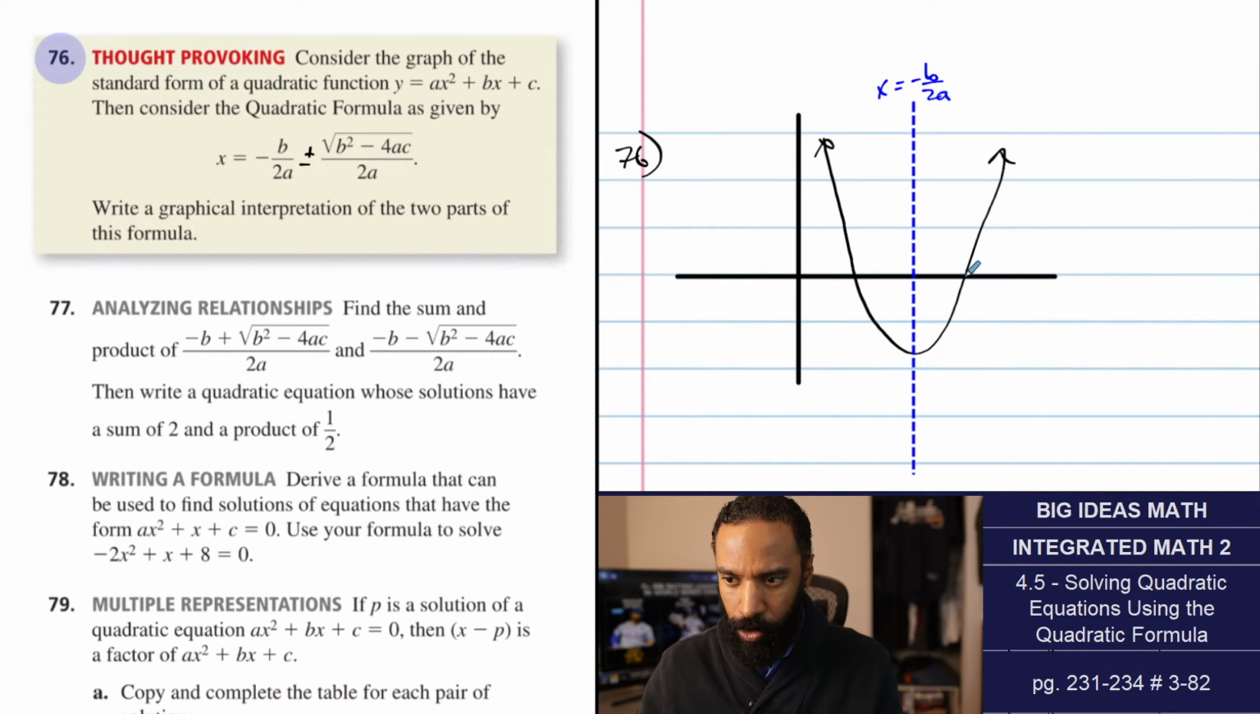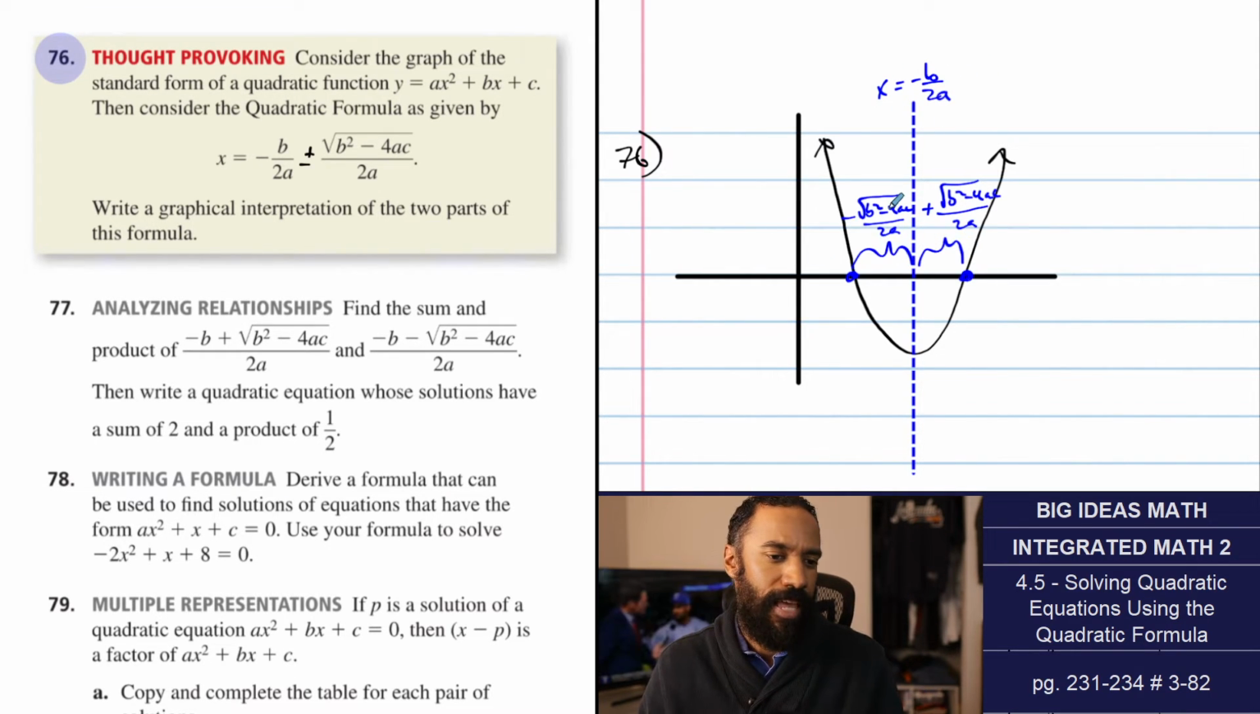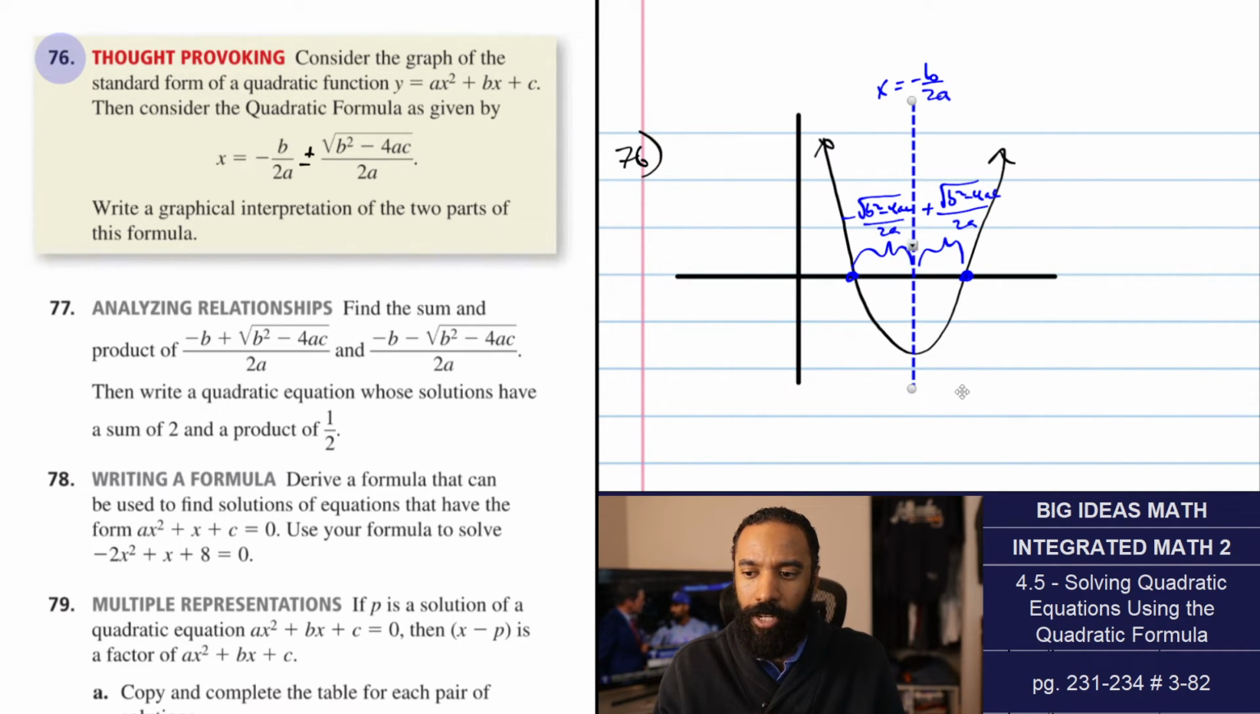Well, these solutions here are where you add the square root of b squared minus 4ac over 2a. And this is where you subtract the square root of b squared minus 4ac over 2a. So you take what negative b over 2a is and you add and subtract it, and that's where you get your solutions from. Oh, they said write a graphical interpretation. Well, I drew it. So you write it.